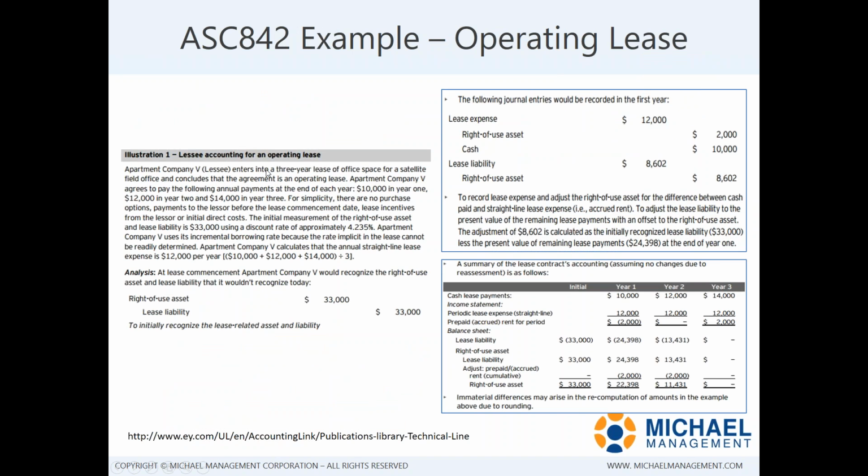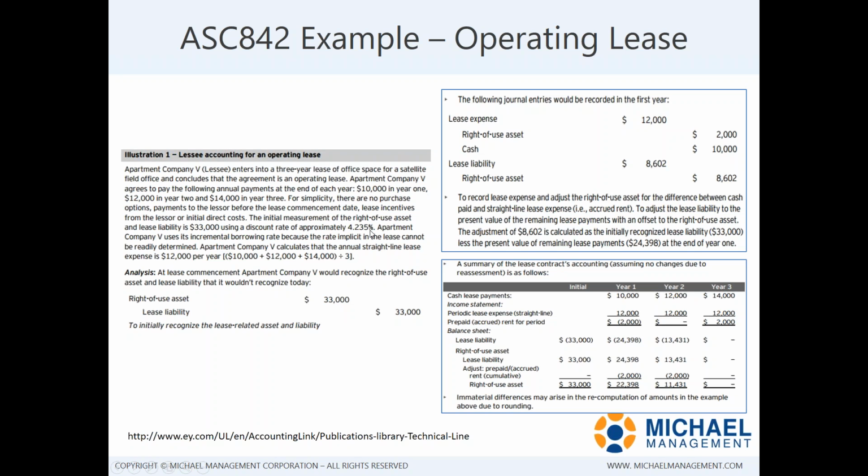If you just read this, this is an apartment company that's got a 3-year lease of office, and they agree to pay $10,000 in year 1, $12,000 in year 2, and $14,000 in year 3. That's a total of $36,000. There are no other complications, so it's a 3-year lease for $36,000. So the right-of-use asset, this is the first thing that has to be the accounting entry. You're going to add an asset to your balance sheet valued at, skip one part, it's $36,000 over 3 years, but you need to discount it back at 4.235%.